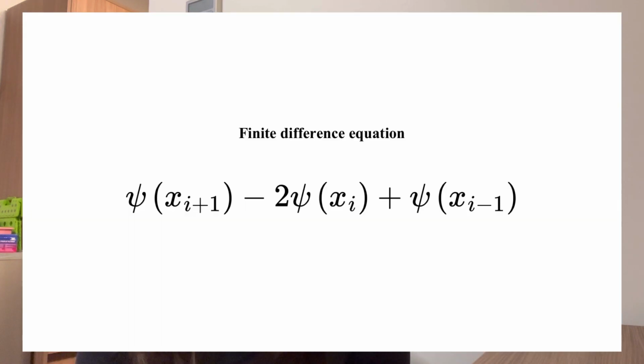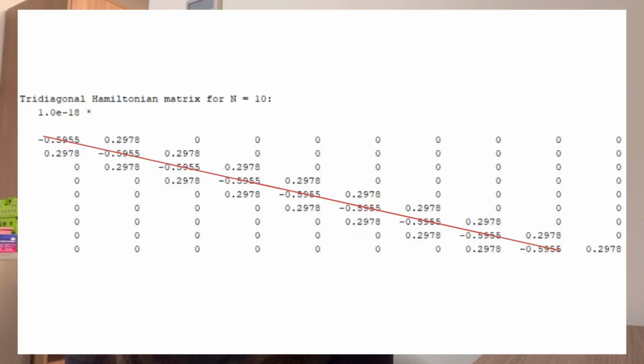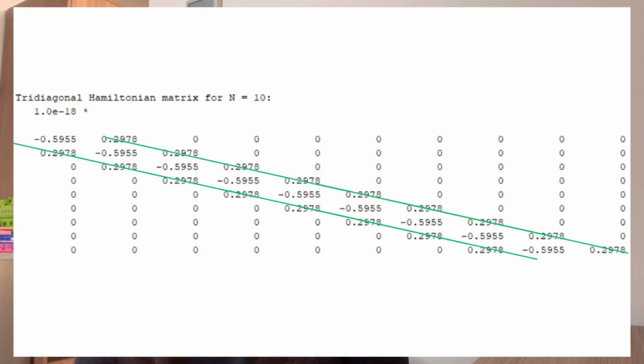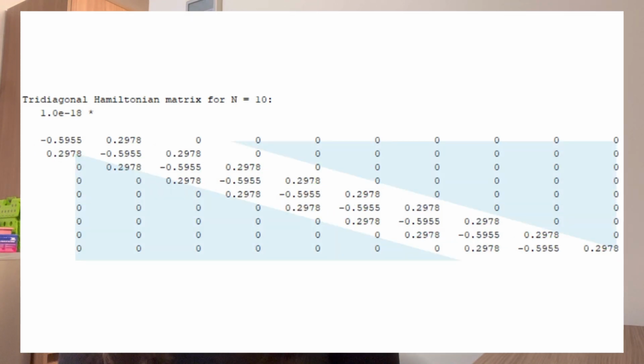To create the Hamiltonian matrix, the discretization process uses the finite difference equation in order to get the system of equations. As we can see in the matrix displayed by the MATLAB code, the final result is a 3-diagonal matrix, which means that the main diagonal has the same value. The super diagonals, which are the upper and lower diagonals, have another value, and then the rest of the values are all equal to 0.